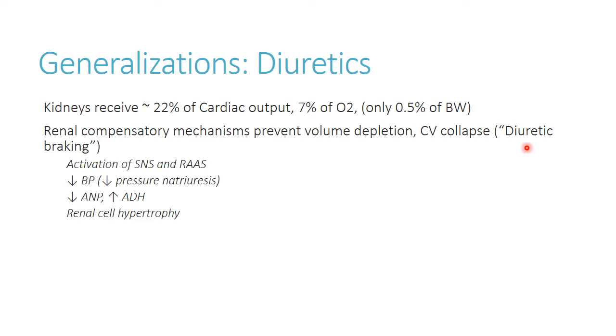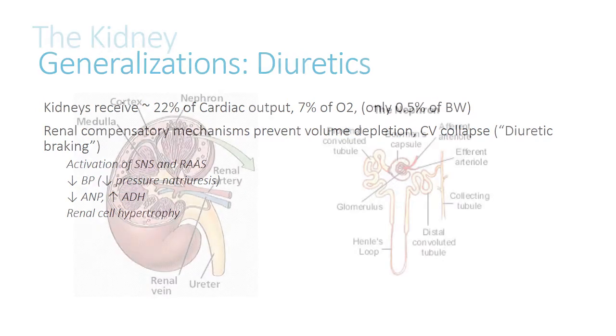So if you have too much diuresis, your body's going to try to put a stop to that with things like antidiuretic hormone, with things like angiotensin II, to try to pump the brakes on the system a little bit to try to prevent that volume loss from happening too significantly. This is where the sympathetic nervous system is going to come into play. That renin-angiotensin-aldosterone system we've talked about. Again, decreased atrial natriuretic peptide, increased ADH, and then also you can see renal cell hypertrophy is another mechanism that can come in response to this.